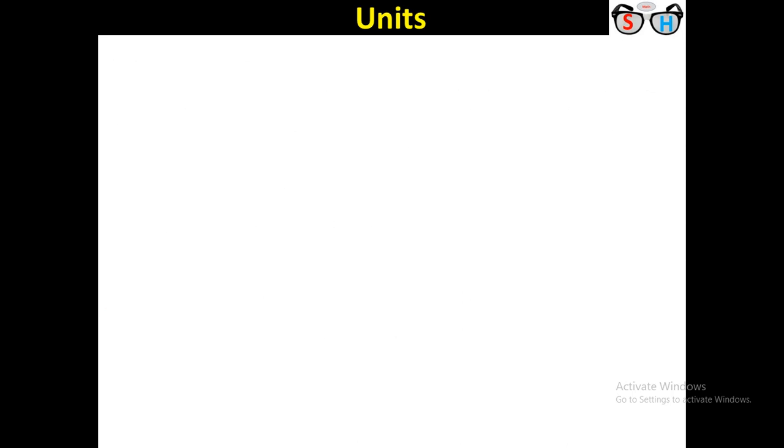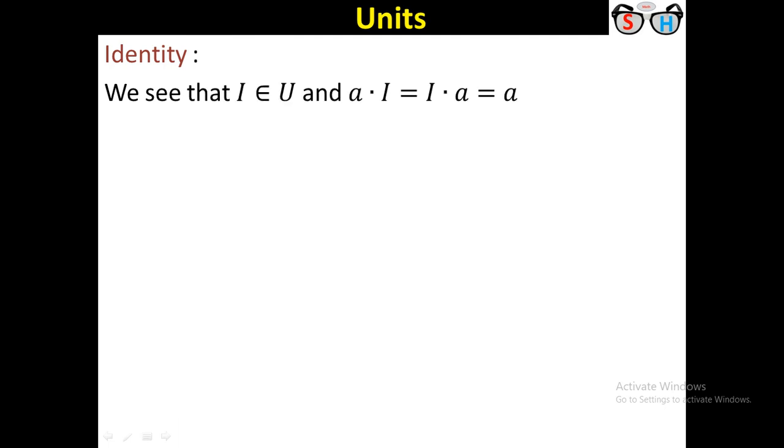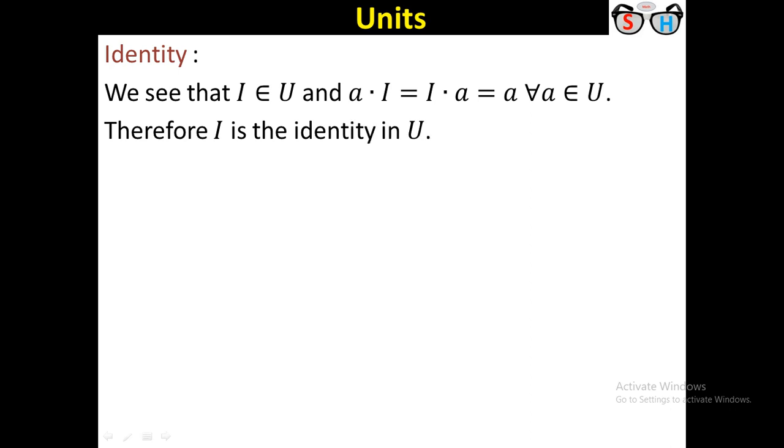Now you prove the identity, that is, the multiplicative identity here. We know that I has a multiplicative inverse, its own self, so I is a unit, so I is an element in U. And you know that A dot I equal to I dot A equal to A for all A in U. This is the nature of unity. So we can conclude that U contains unity. Therefore, I is the identity in U.